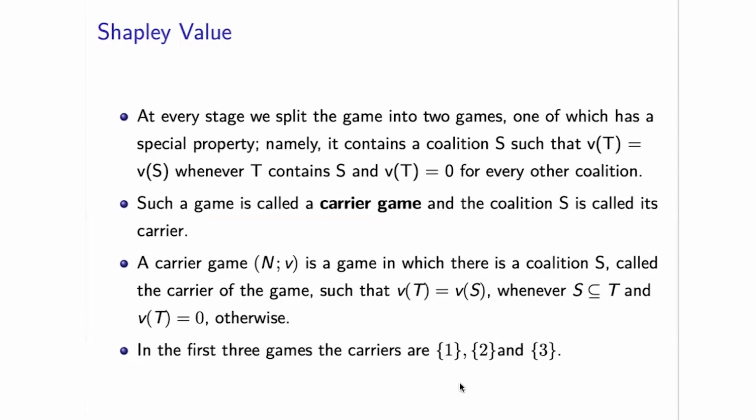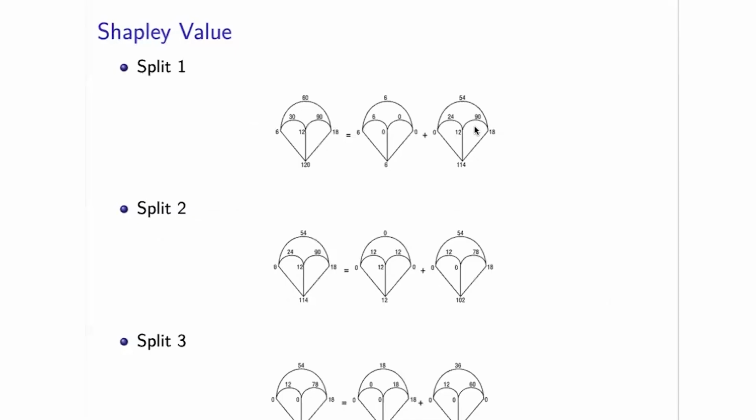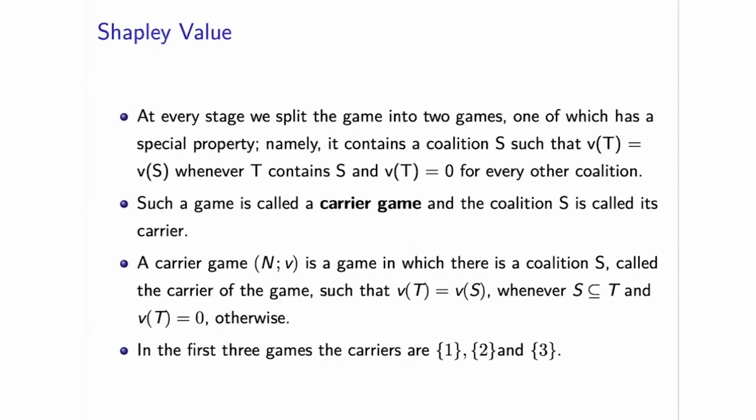So basically, a carrier game N, V is a game in which there is a coalition S, called the carrier of the game, such that Vt equals Vs whenever S is a subset of T, and Vt equals 0 otherwise, right? If you use this definition and go through this, you can see that in the first split, 1 was the carrier, in the second game 2 was the carrier, and in this third game you have got 3 as the carrier, right? So this is how it follows.